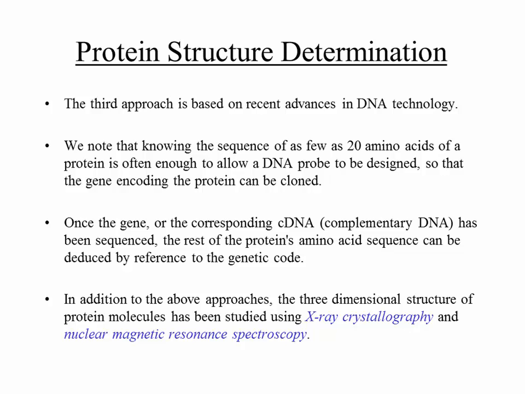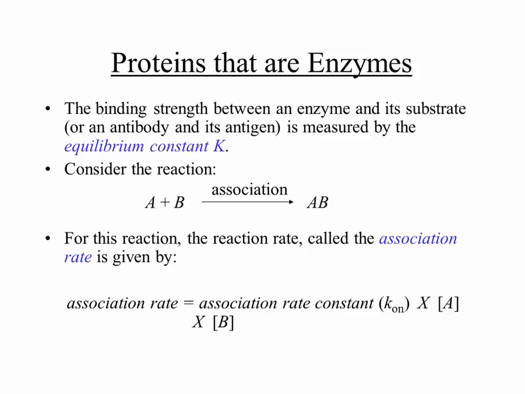So in addition to the above approaches, the three-dimensional structure of protein molecules has been studied using X-ray crystallography and nuclear magnetic resonance spectroscopy. So you can see that chemists and physicists are also involved. Okay, so they are going to go directly to the three-dimensional conformation, which is really important for us. But if somebody could figure out how to go from the primary sequence to the three-dimensional conformation, which I suppose is the conformation of lowest energy, that would be a big, big scientific breakthrough. Okay, any questions so far?